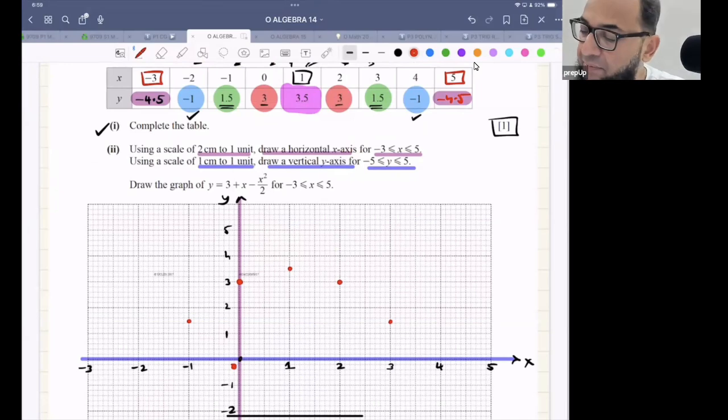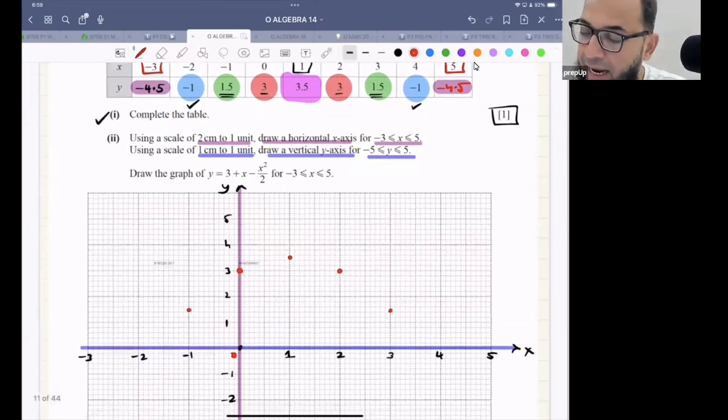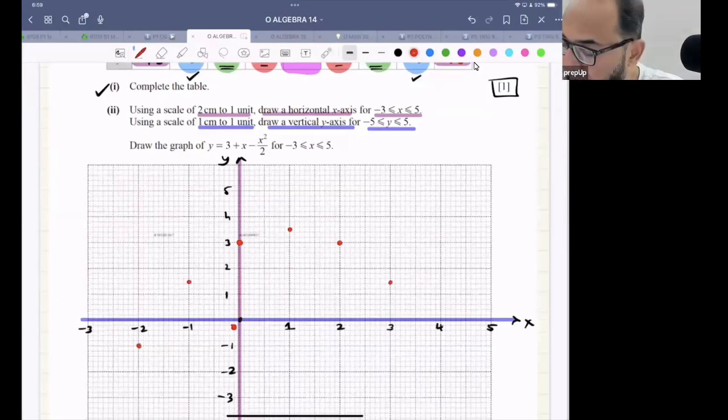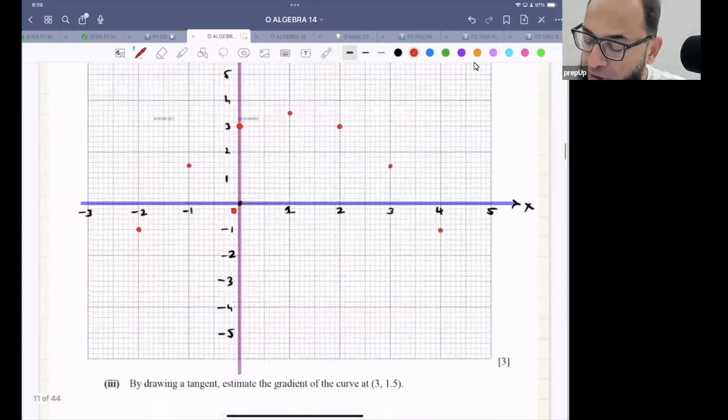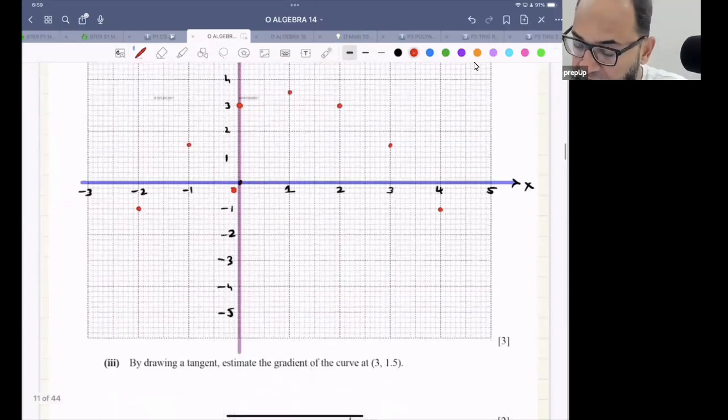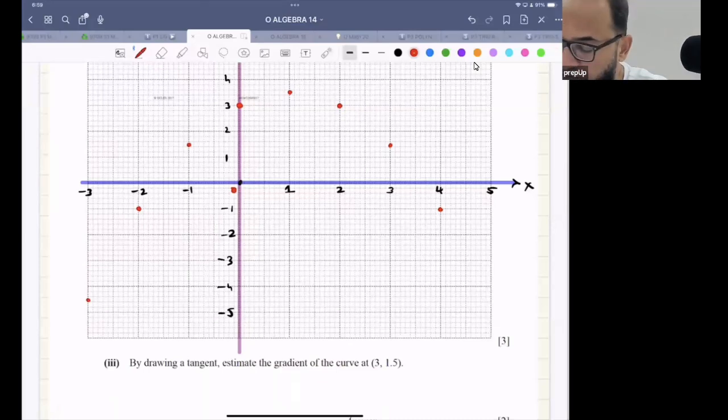And then 4 is giving me -1. And -2 is giving me -1. 5 and -3, both giving me -4.5.